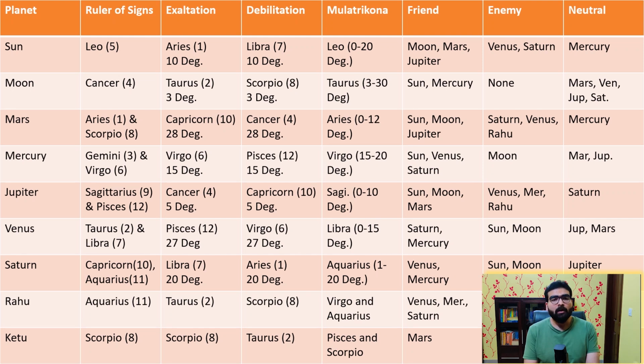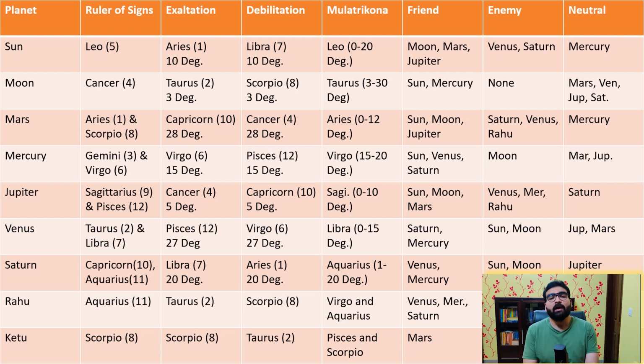Then the ruler sign, which is their own zodiac sign. I have discussed this in the first part of the astrology basic series also, that each and every zodiac sign is controlled by some planet. So here Sun controls Leo, Moon is the lord of Cancer, Mars controls two signs, Aries and Scorpio, Mercury is Gemini and Virgo, Jupiter is Sagittarius and Pisces, Venus is Taurus and Libra, Saturn is Capricorn and Aquarius, Rahu is Aquarius and Ketu is Scorpio. So these are the zodiac signs which are the own signs of these planets.